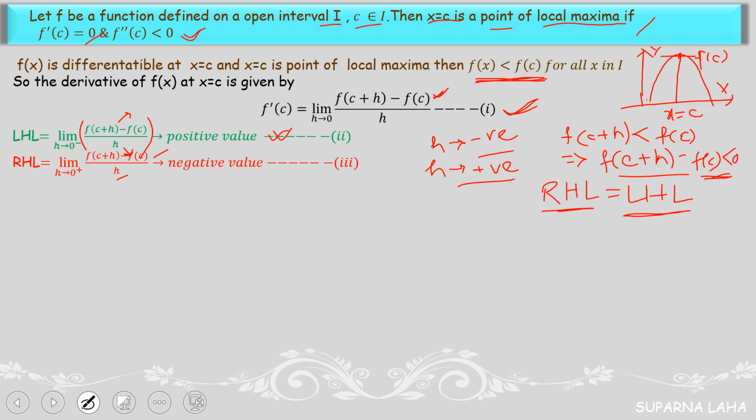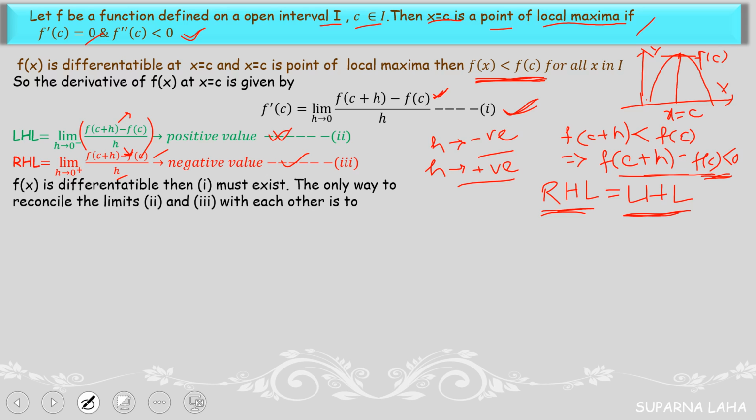Since h is positive and the numerator is negative, we can say it will give us a negative value. So if this right hand limit and left hand limit are equal, the only possibility is that the right hand limit and the left hand limit are both equal to 0, and that means f dash c is also equal to 0.